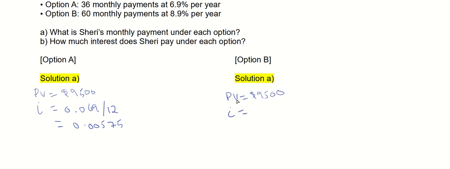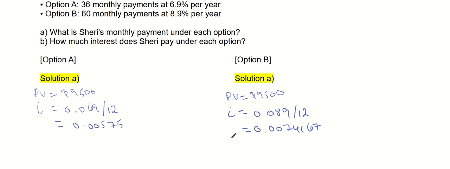it says up here 8.9% per year. So 8 point, oops, not that. Let me just erase that. Go back down here. It's 0.089. And again, right now this is the interest per year, so we have to convert that into the interest for months. So that will be, hold on, let me take a look. That would be 0.0074167.